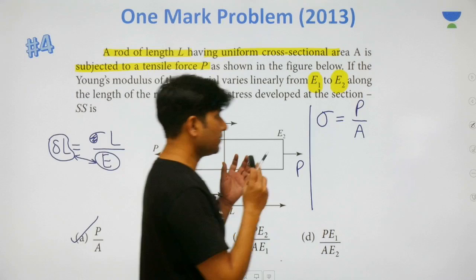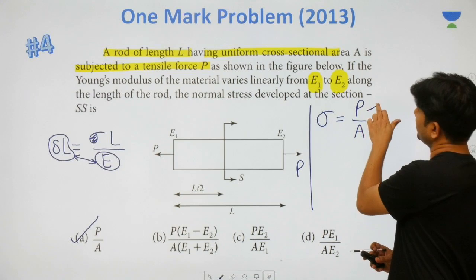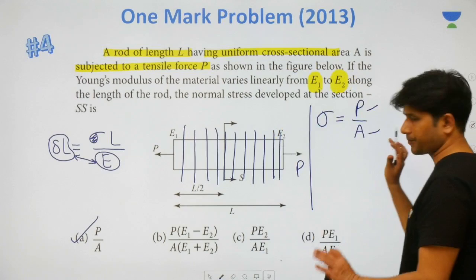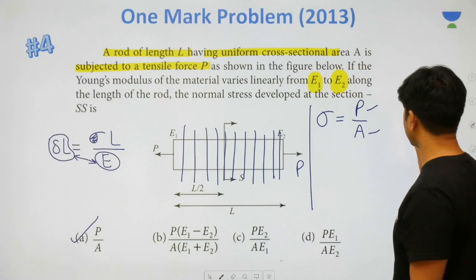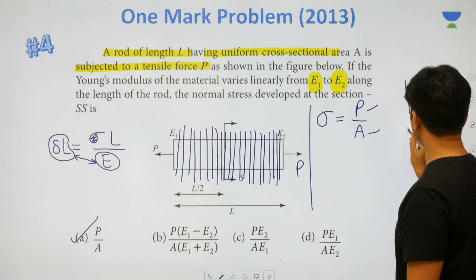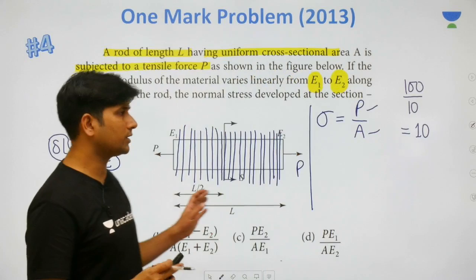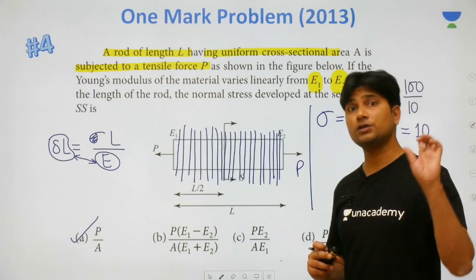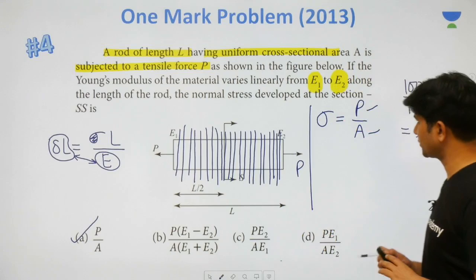Why? Because if a 100 kilonewton load has to be resisted, and if 10 molecules are present at every section, then each molecule will have to take 100 divided by 10, that is 10 kilonewton load, no matter what. So material properties have nothing to do with how much stress is getting induced in a given material. I'm not talking about limiting stress values. I'm talking about the actual stress that is getting developed. So it is simply P by A.